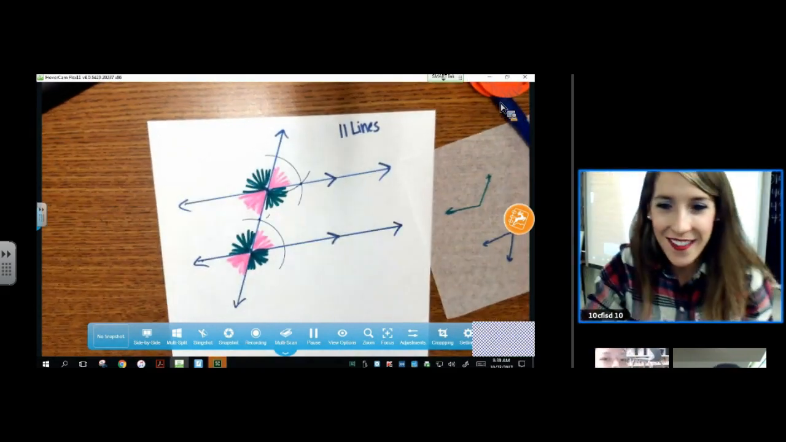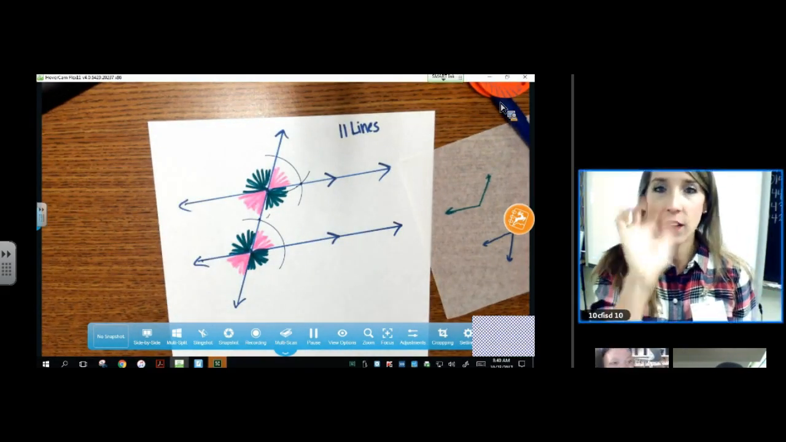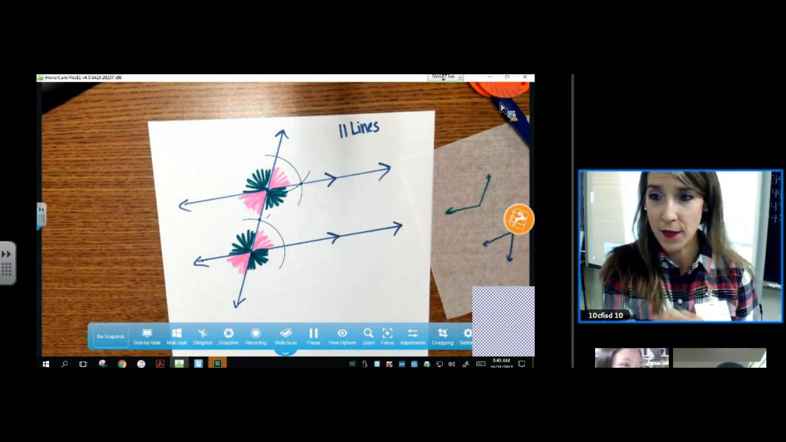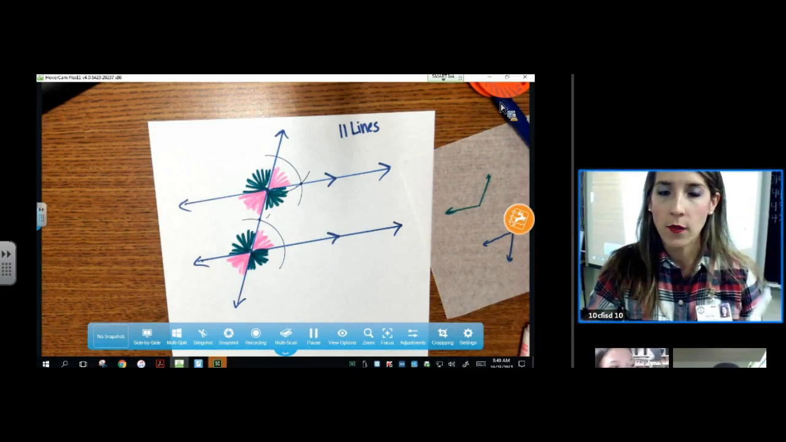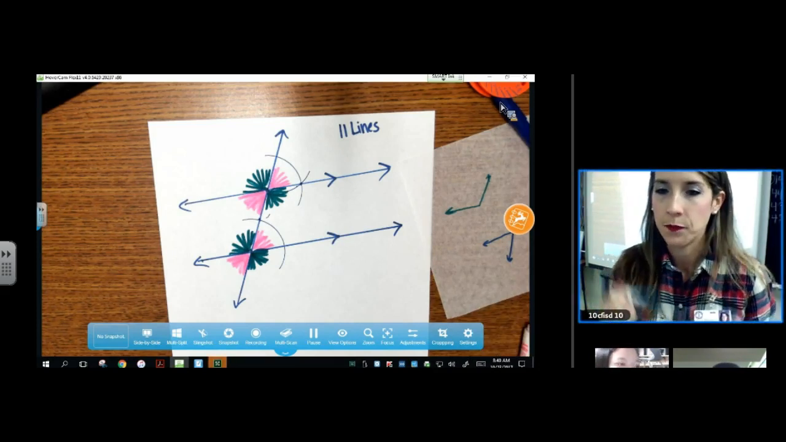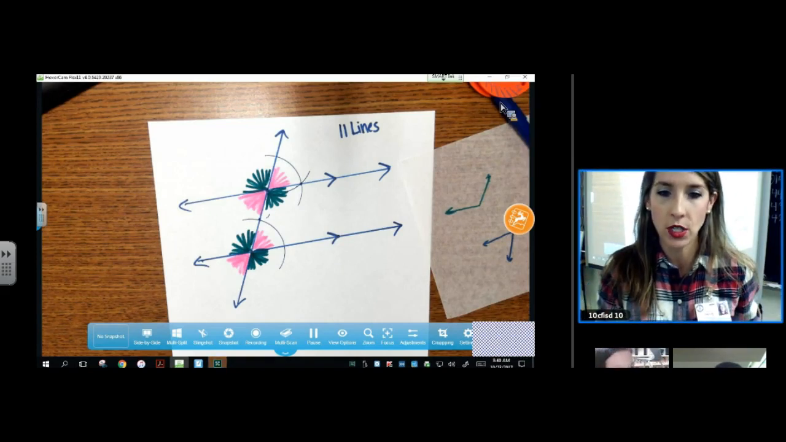So what we just discovered was literally 5 theorems. We just learned 5 theorems by doing that construction. Let me talk about one more thing first. We know that all the green is congruent to each other and all the pink is congruent to each other.